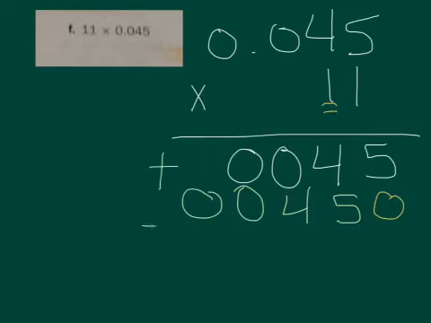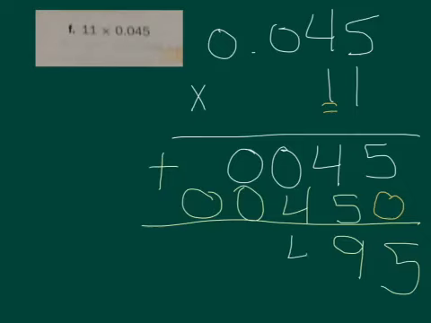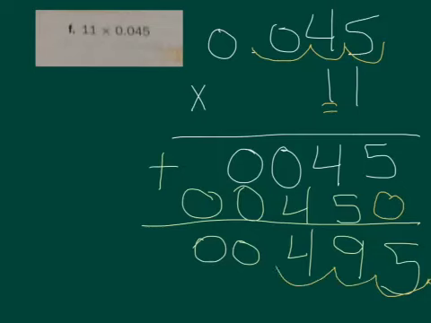Now I need to add these. So when I add them, I get 5. 4 plus 5 is 9. 4 plus 0 is 4. And then I will have zeros here. Last step, do not forget, is to add the decimal point. So I count, and I have 3 spots behind the decimal point. So I'm going to take my decimal, and I'm going to move it 3 spots to the left, making my answer 0.495.